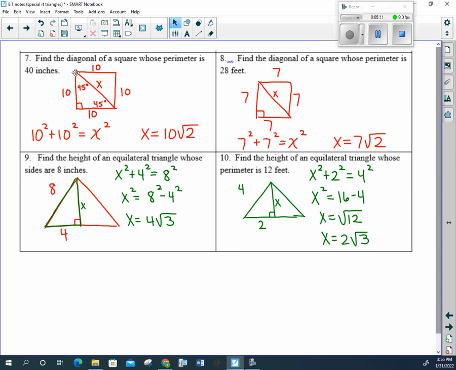Okay, so these last 4 questions right here are kind of the lead-in to what today's lesson's about. So today's lesson is going to be on the special triangles, the 45, 45, 90 and the 30, 60, 90. And how we come up with those is from the square and the equilateral triangle.